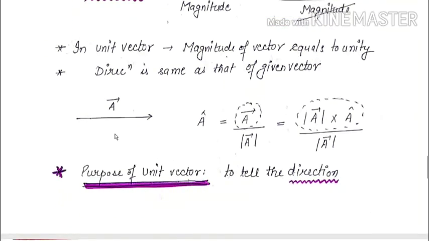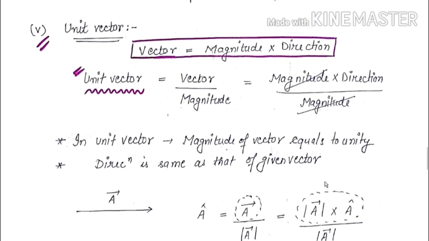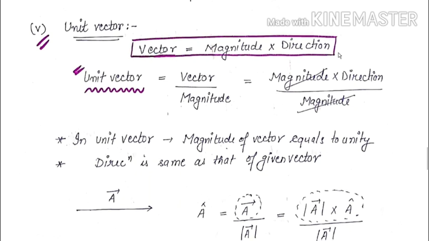For example, let A be the vector. So A cap is represented by the vector divided by its magnitude. Now see, the vector is represented as magnitude into its direction. The modulus represents its magnitude, and this one is direction. The magnitude cancels, so A cap is equal to the direction. The purpose of a unit vector is to tell the direction, because only the direction is left over when we use the unit vector definition, that is, magnitude into direction.